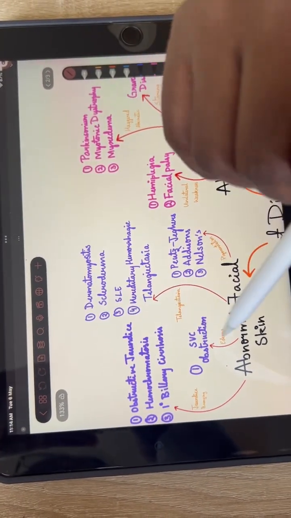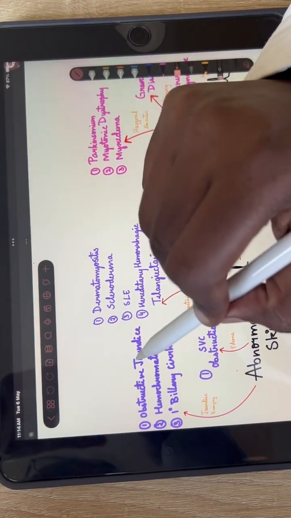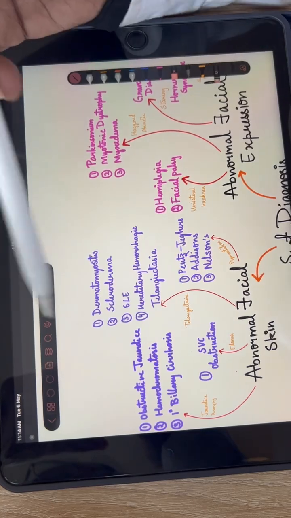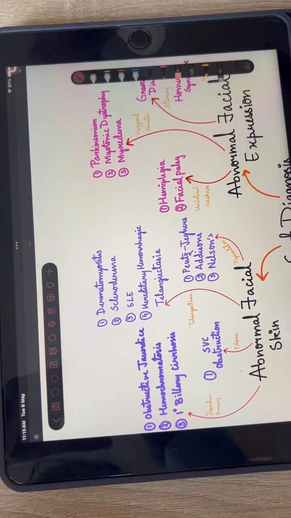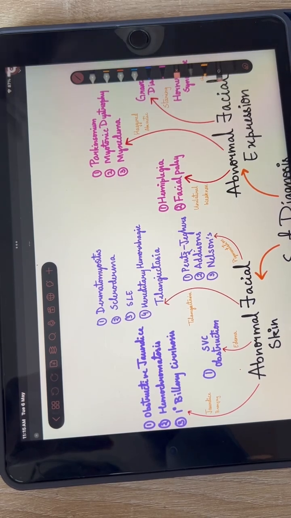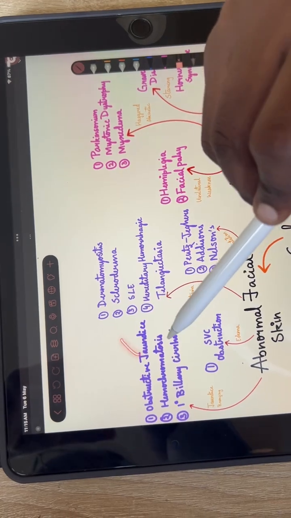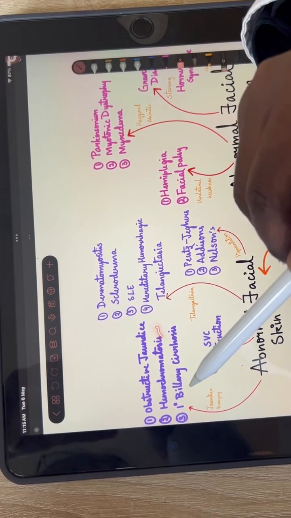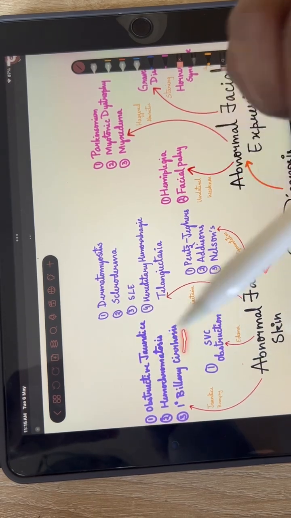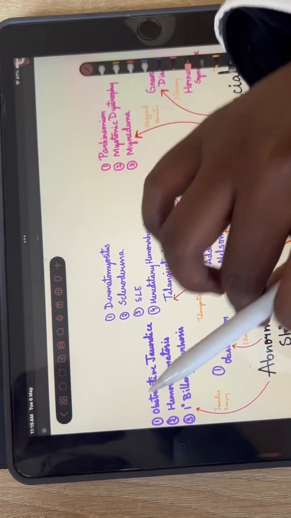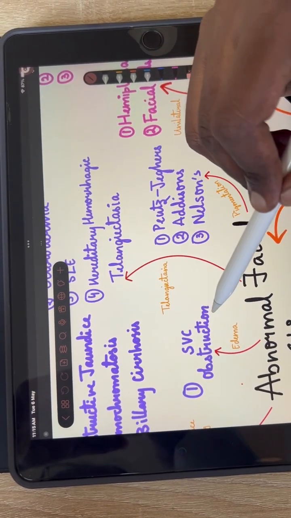So abnormal facial skin, we might have jaundice and bronzing. That is basically discoloration, which will be due to, we all know what jaundice is, the bilirubin being in our body for a long time. This is going to cause yellow coloration of our body. We also might see hemochromatosis, and also primary biliary cirrhosis, which is also a liver disease. And then we might also see edema in our patient, that will be due to superior vena cava obstruction.